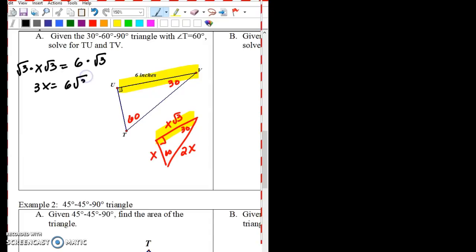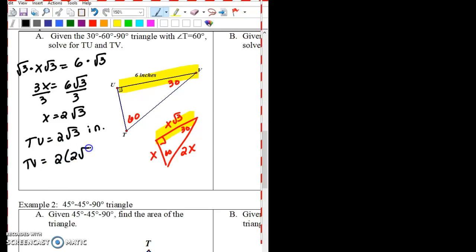And this is 6 square root of 3. So I'm just going to divide both sides by 3. So x gives me 2 square root of 3. So TU is 2 square root of 3 units. Oh, inches. Inches. And TV, well, TV is 2x. So if x is 2 square root of 3, then all I have to do is multiply that by 2. So TV is 4 square root of 3 inches.